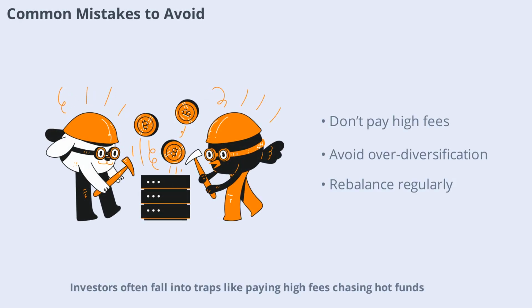Investors often fall into traps like paying high fees, chasing hot funds, or ignoring their asset allocation. Another common mistake is not rebalancing, which can lead to unintended risk. Some get caught up in complex strategies or over-diversify with too many funds. The key is to keep things simple, focus on low costs, and stick to your plan. By avoiding these pitfalls, you'll be well on your way to investment success.